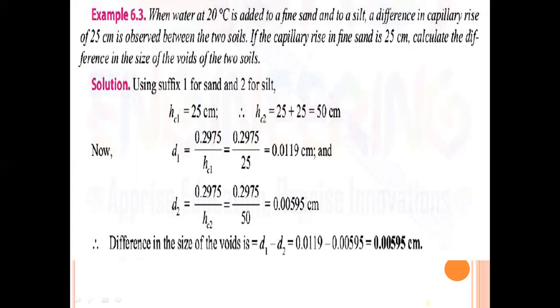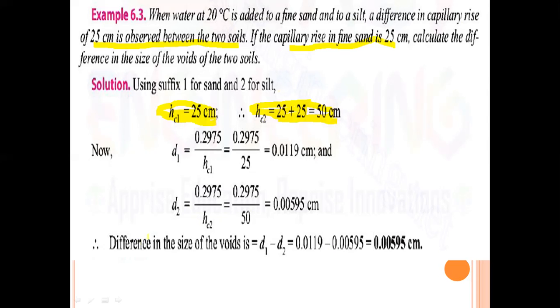So first, HC1 equals 25 centimeters and HC2 is 25 plus 25, that equals 50. Here the capillary rise of 25 centimeters is observed between the two soils. The capillary rise in fine sand is 25, so 1 is the sand, 25, and the silt is 25 plus 25, that is 50 centimeters.